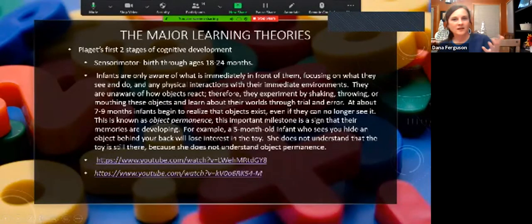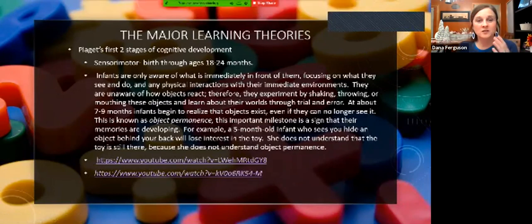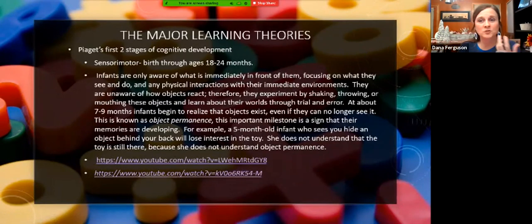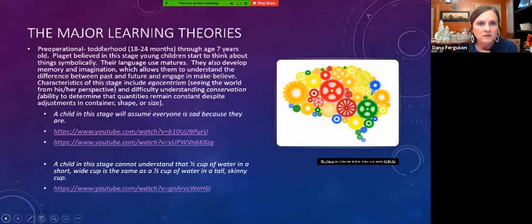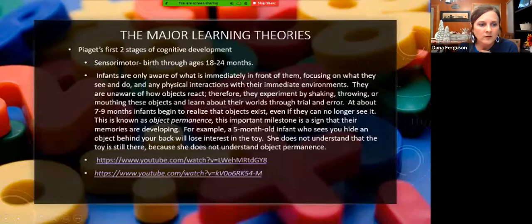So anyway, the sensorimotor stage is birth through 24 months. And children in that age, Piaget said, are unaware of object permanence at this time. I don't know why this keeps jumping ahead fast here. Okay, hold on. There we go.